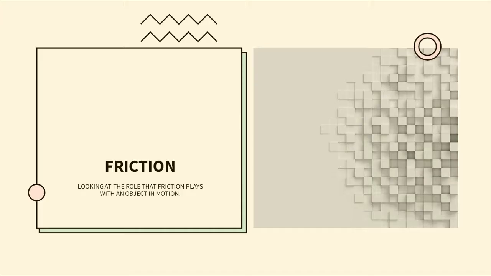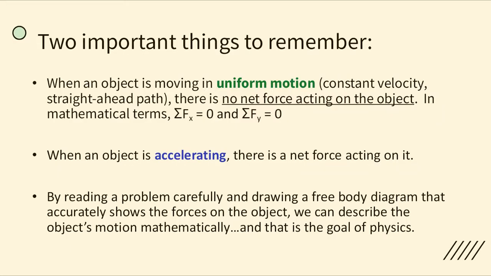Good morning, everybody. We're going to be talking about friction today. We're going to look at the role that friction plays with an object in motion, and also the role that friction plays with an object that is not in motion. So remember that there's two different types of friction. Technically, there's three, but we deal with two main ones. Two important things to remember.